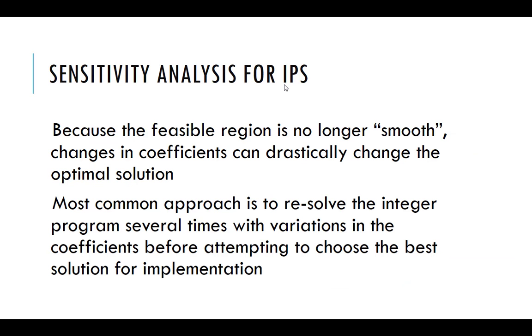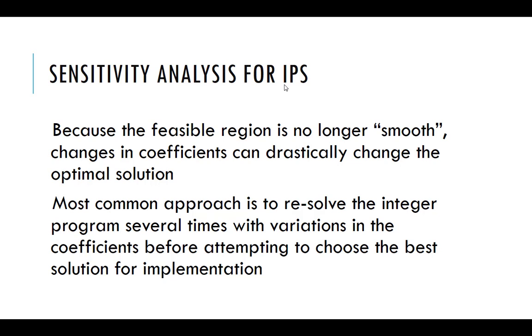Because the feasible region is no longer smooth, we're jumping from point to point now. We don't have a nice smooth plane, hyperplane that we're going over. We cannot generate a sensitivity report. And any change in any coefficient in the integer program or mixed integer program can drastically change the optimal solution.